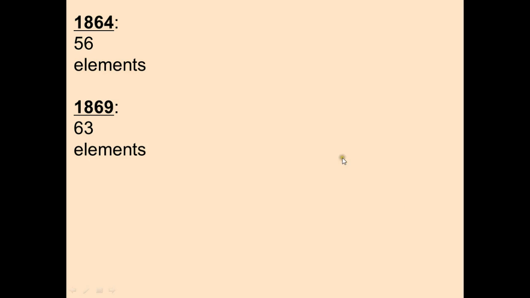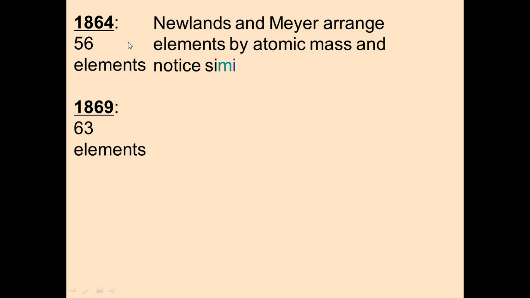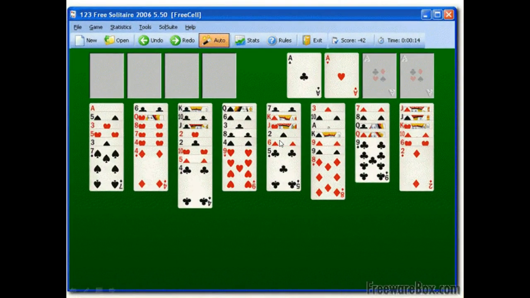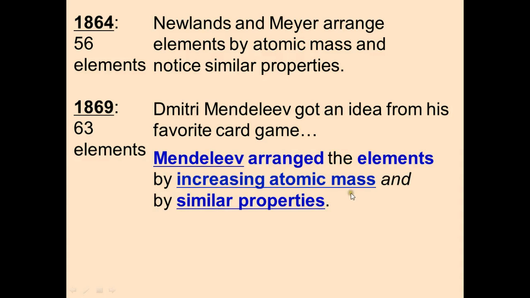Then in 1864, there were 56 elements, and Newlands and Meyer arranged them by atomic mass. They noticed similar properties, so they also grouped them by similar properties. Then Dmitri Mendeleev got an idea from his favorite card game, Solitaire, and he organized the elements by increasing atomic mass and similar properties. He was the one who decided to organize them numerically, by increasing atomic mass, and he also grouped them by similar properties like the other scientists had been doing.